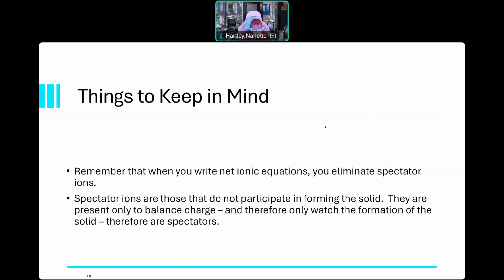And things to keep in mind. Remember that when you write net ionic equations, you're eliminating the spectators. And those spectator ions are those that do not participate in forming that solid. They're present only to balance charge, and therefore they only watch. They're not part of that formation.